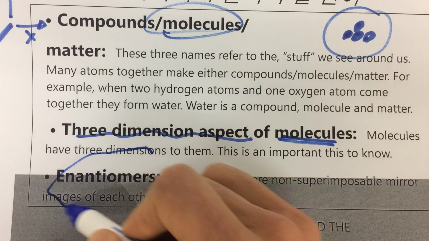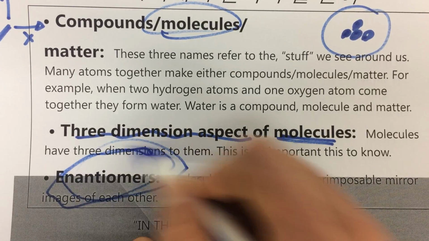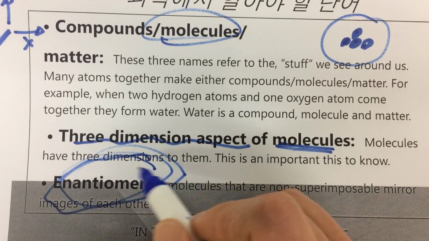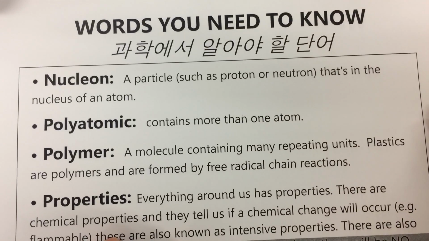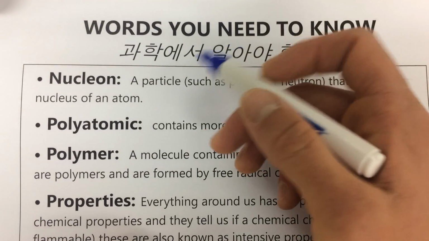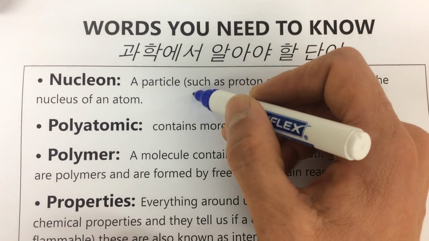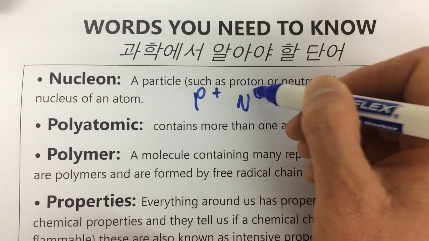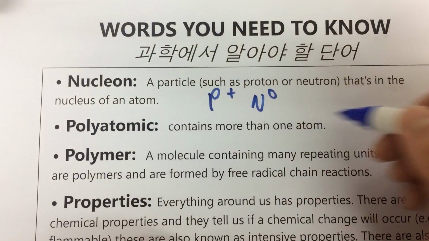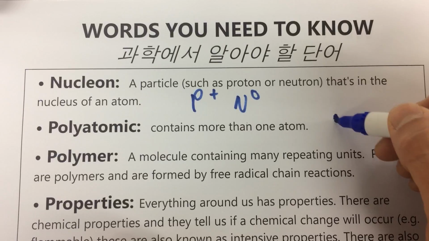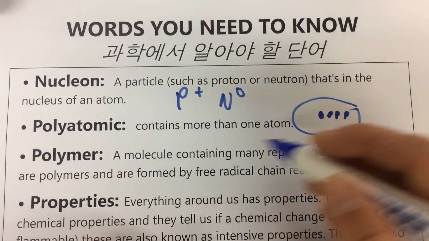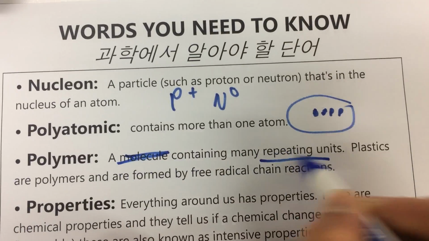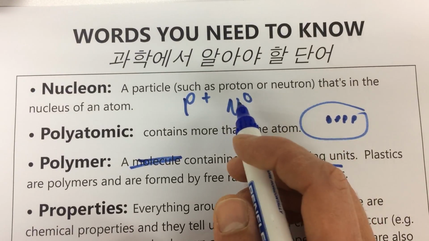We need to know about enantiomers, and I'll get more into that in another video. With the atom, we need to know the word nucleon. A nucleon is any particle that's in the nucleus, such as the P plus and the N0. Polyatomic means that there's more than one atom. So molecules are polyatomic. A polymer is a molecule with repeating units, such as plastic.